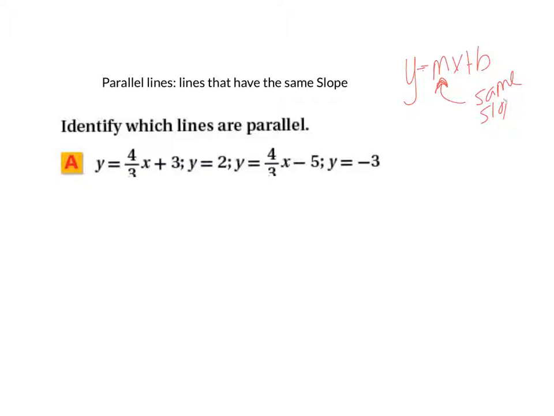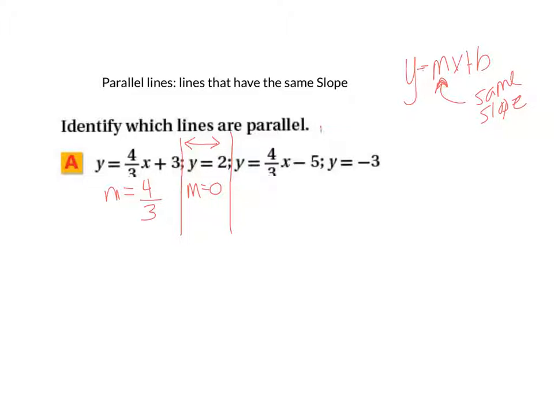So if we look at this first example, and we find the slope of every one of these lines, y equals 4/3 x plus 3 has a slope of 4/3 because m is 4/3. In y equals 2, we don't even have our x. It's supposed to be mx. Since we don't have the x, our m is 0. And a y equals equation, remember, will look like this, a 0 slope.